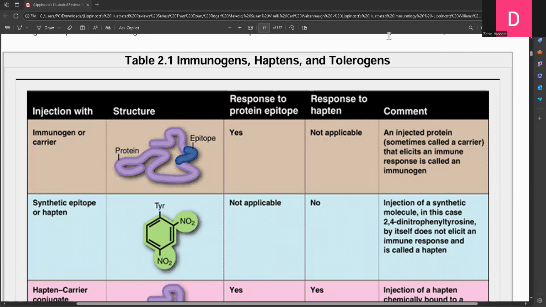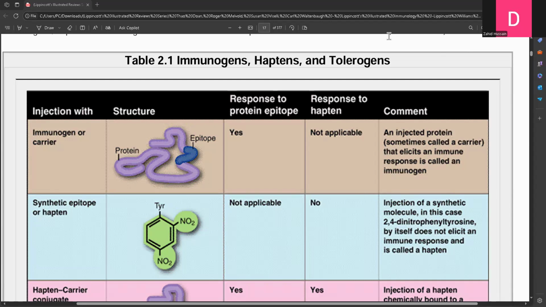Hello, viewers. So today we have to learn the difference between immunogens, haptens, and tolerogens. What are immunogens? Immunogens are those substances which induce immunity. When they enter our body, our body will recognize them as a foreign substance and will start to produce immunity.